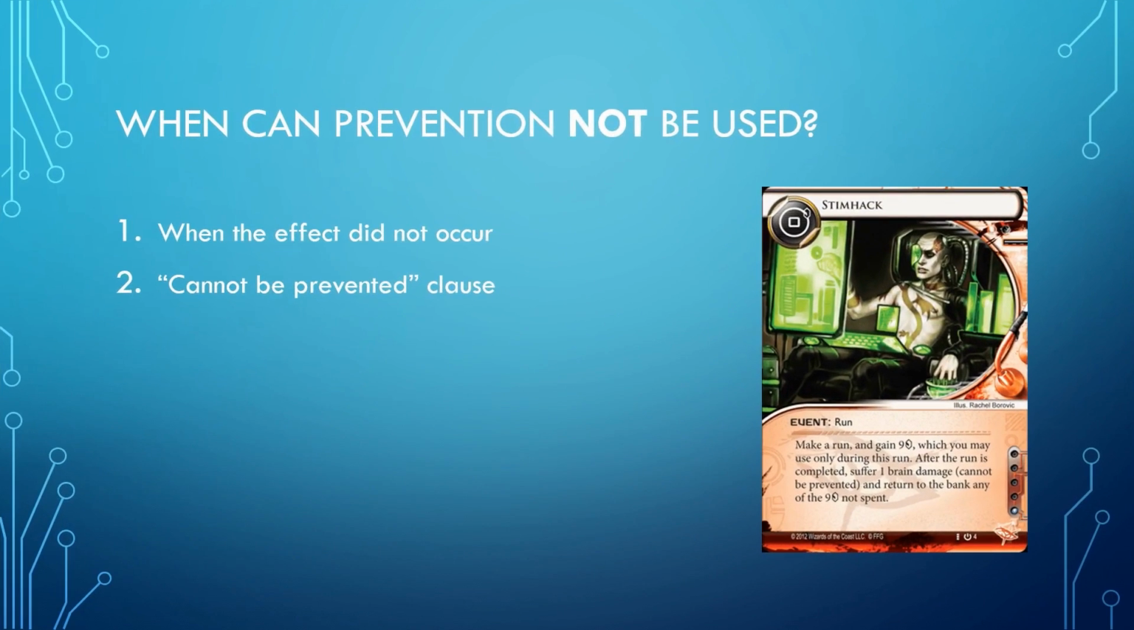So with that out of the way, let's see two scenarios wherein prevention cannot be used. The first is when the effect did not occur in the first place. This is pretty obvious. If net damage did not occur, you cannot use Feedback Filter's ability even if you wanted to. The second scenario is also very obvious. When a card dishes out an effect that says cannot be prevented, such as Stim Hack's brain damage cannot be prevented, well, you can't prevent it. Stating the obvious here, but it bears reminding.